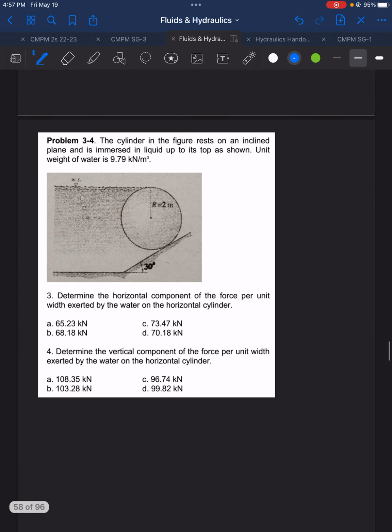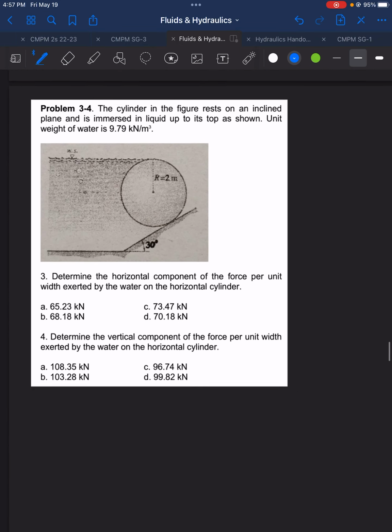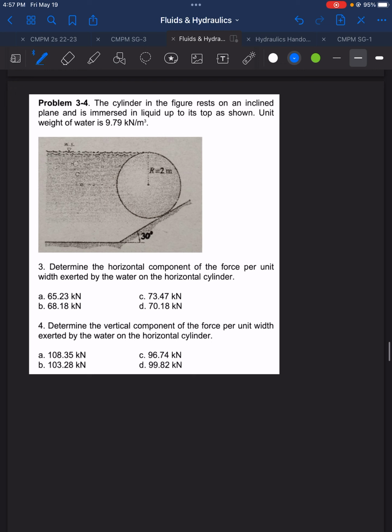Let's go to problem 3 and 4. So here is the situation, and the question here is for number 3 and 4. The situation here is that the cylinder in the figure rests on an inclined plane and is immersed in liquid up to its top as shown. Unit weight of water is 9.79 kilonewton per cubic meter.